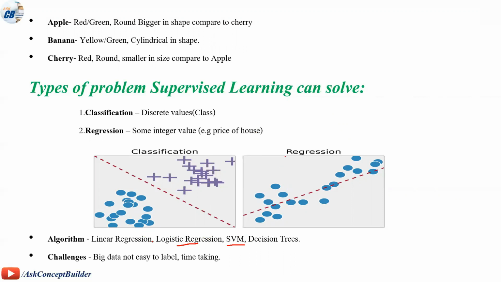Then what are the challenges in supervised learning? The basic challenge is that we have to label the data. If our data is too big, it is very difficult to label that much data, because labeling is basically manual, as we do not have any accurate algorithm by which we can label the data. So it is a very time-consuming process. So for big data, supervised learning is not a good learning technique. Okay, so this was all about supervised learning.